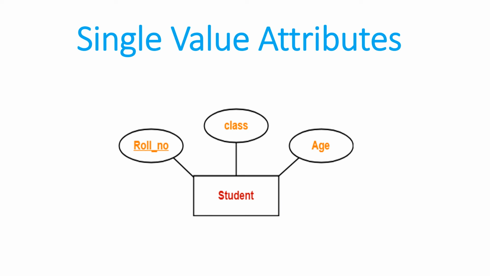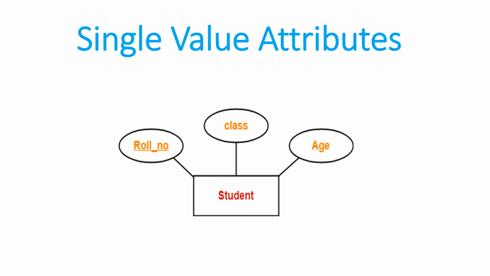First, let's talk about what a single value attribute means. If you take a table, student, it has many attributes, many columns: roll number, class, age, semester, mobile number. Each column we call an attribute. What does a single value attribute mean? It means that it takes only one value. The value cannot be further divided.